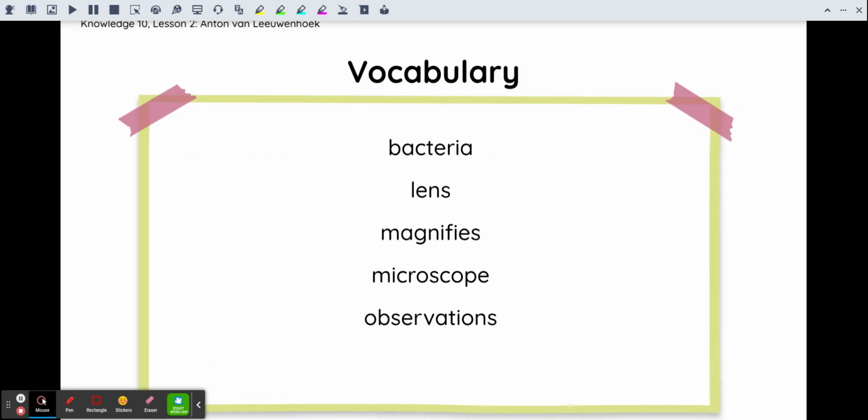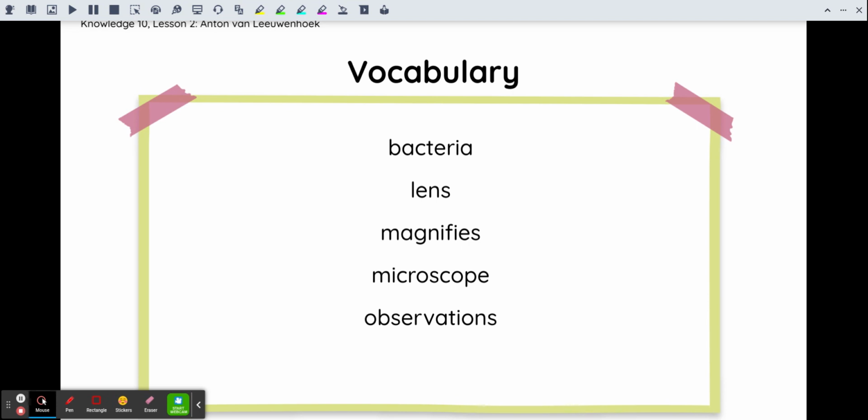Let's go over some vocabulary words that will be in our read aloud. These are the new vocabulary words that you will hear in today's read aloud. The first one is bacteria. Bacteria are very small living things not visible with the naked eye, some of which may cause disease. Example: washing your hands with soap helps prevent harmful bacteria from attacking your body. Another word for bacteria may be bacterium.